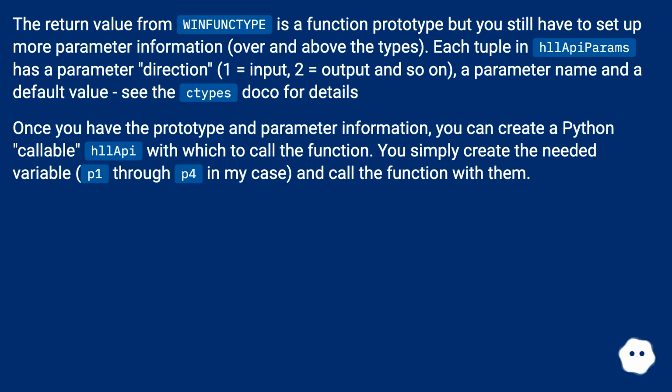The return value from WINFUNCTYPE is a function prototype, but you still have to set up more parameter information over and above the types. Each tuple in HLAPIparams has a parameter direction, 1 equals input, 2 equals output, and so on, a parameter name and a default value. See the ctypes doco for details. Once you have the prototype and parameter information, you can create a Python callable, CHLAPI, with which to call the function. You simply create the needed variables, p1 through p4 in my case, and call the function with them.